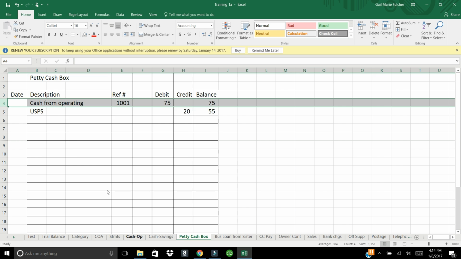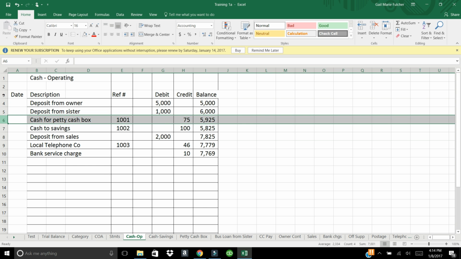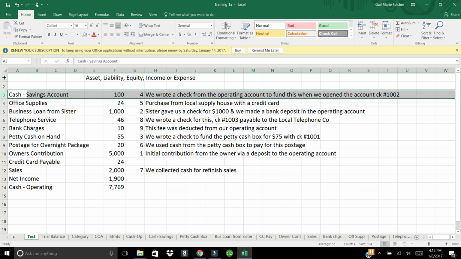The other side of the entry is cash in the operating account. Cash for petty cash box, that's check 1001. That's a credit of $75, reducing our balance down to $5,925. All right, now let's go to number 4. We wrote a check from the operating account to fund this when we opened the savings account with check number 1002.